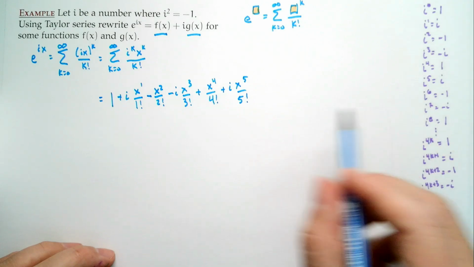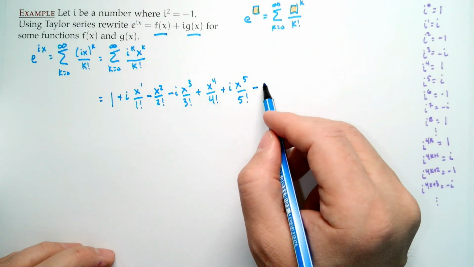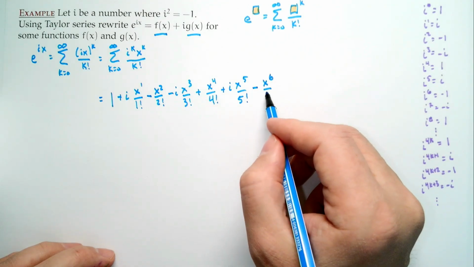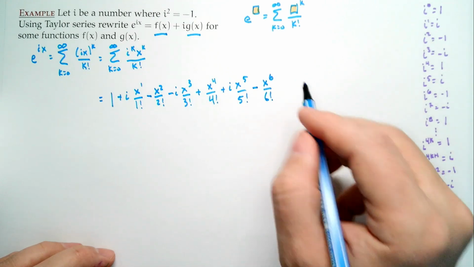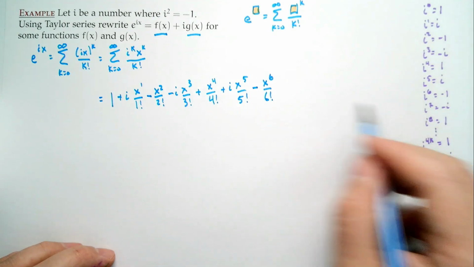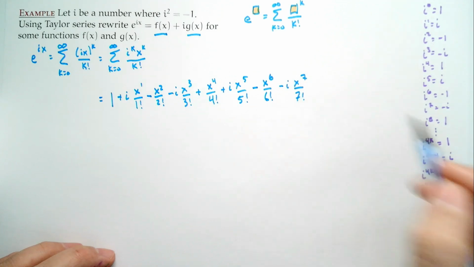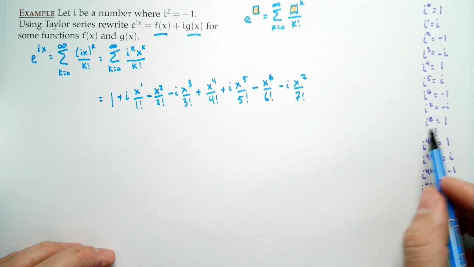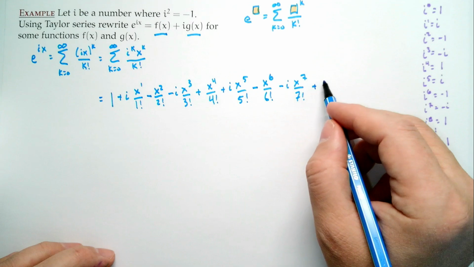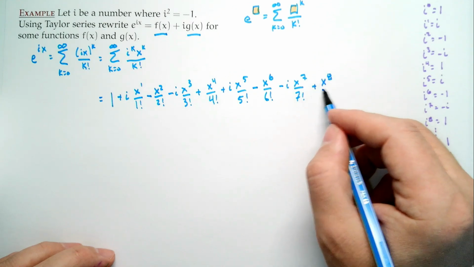Next term, i to the 6th, that's a minus 1, x to the 6th over 6 factorial. i to the 7th, well, minus i. So minus i, x to the 7th over 7 factorial. i to the 8th, back to plus 1. And we're going to see this pattern repeats.